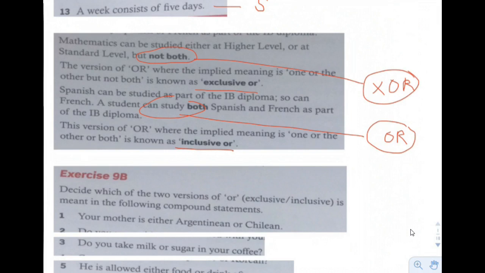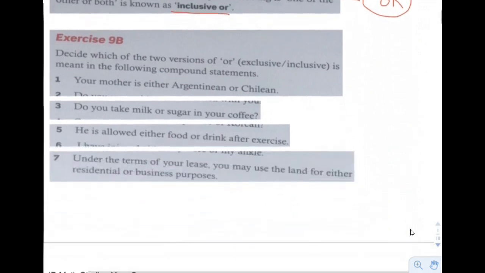Okay, so let's remember that as we do the next exercises in 9B. Your mother is either Argentinian or Chilean. So if we think, okay, can't be double nationality, then we'll say, yeah, that would be exclusive or. Now if you say, oh, maybe she could be both Argentinian or Chilean, then maybe it could be inclusive or. So this one might be both, right?